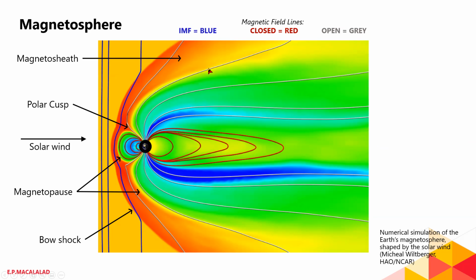Now, in between the magnetopause and the bow shock is where your magnetosheath is located. This is the region between the bow shock and the magnetopause, and it is filled with shocked solar wind plasma, which flows around the magnetopause. The plasma here is much denser and hotter and slower than the ambient solar wind flow.